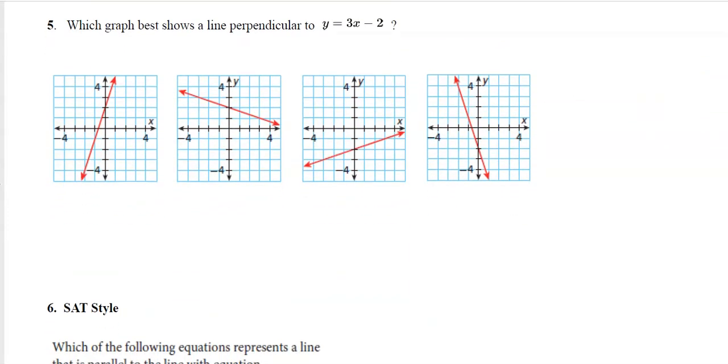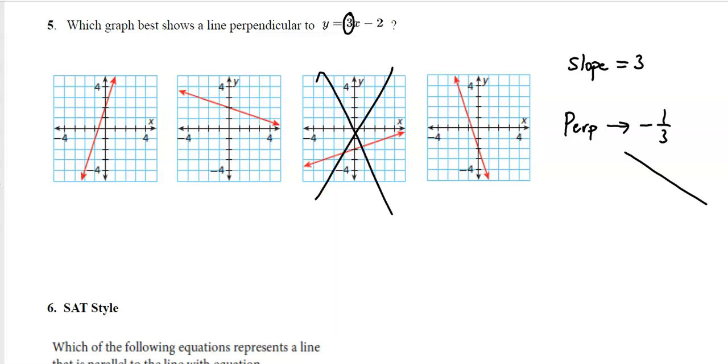All right, next one. Which graph shows a line perpendicular to 3x minus 2? So, first of all, this line has a slope of 3. I want to be perpendicular, so my slope has to be the opposite, negative reciprocal. So I'm looking for a graph with a -1/3 slope. Well, this one's pretty easy because first of all, if you're a -1/3 slope, you're going down from left to right. So it can't be you, because you're increasing from left to right. Can't be you, you're increasing from left to right.